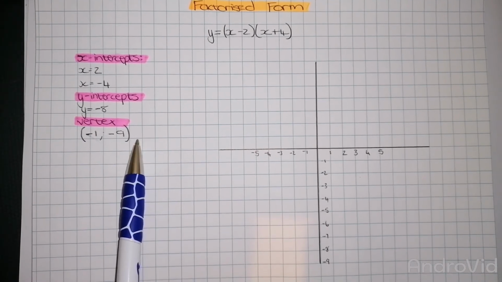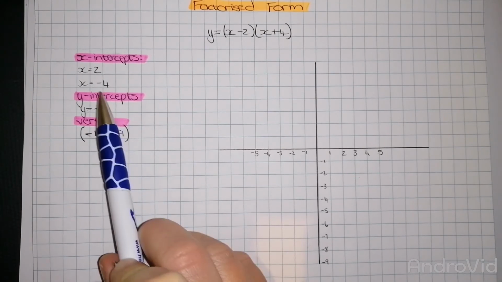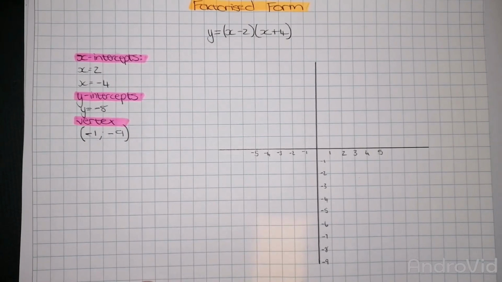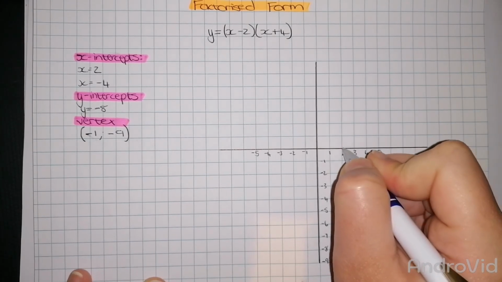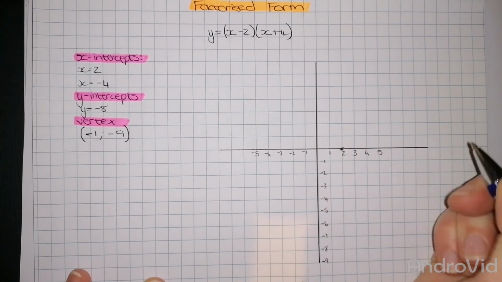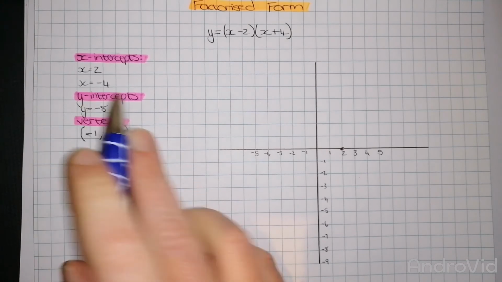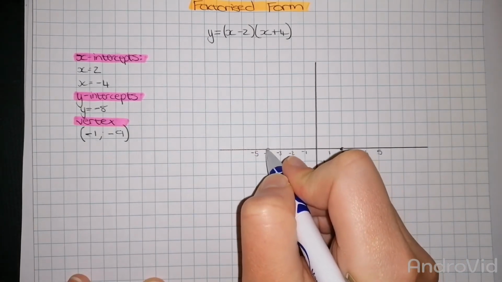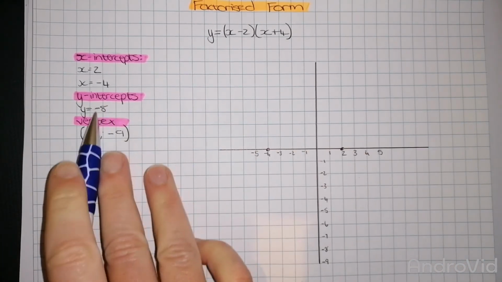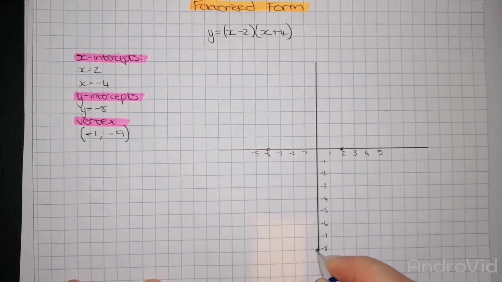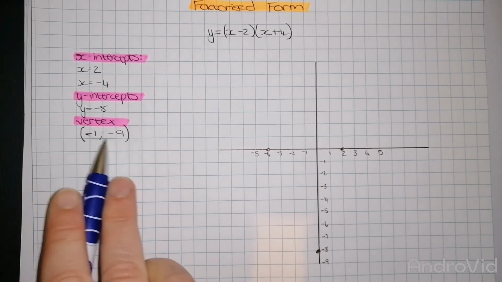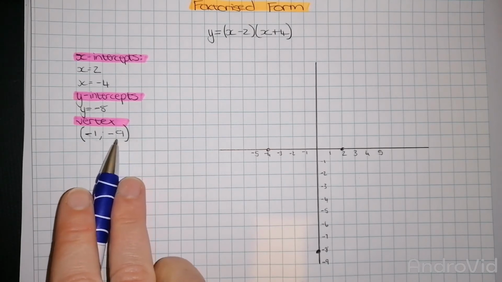Now we can plot our dots and connect them. So my x-intercept is at 2. Remember, x is always the horizontal one. So the x-intercept goes through there. The second x-intercept goes through the negative 4. Then I've got a y-intercept of negative 8, which is down here. And then I've got a vertex of negative 1 and negative 9.